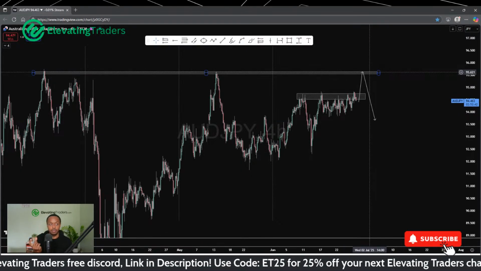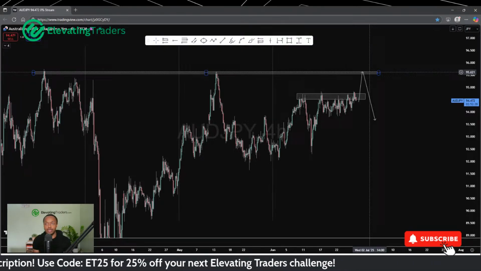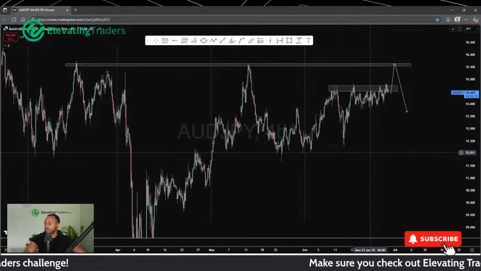Again, more of a short-term play. Of course, I would wait for price to get there and react well, and then, yeah, we can probably base a trade from that. But at the moment, I do think we can still see price push higher there with Aussie yen.